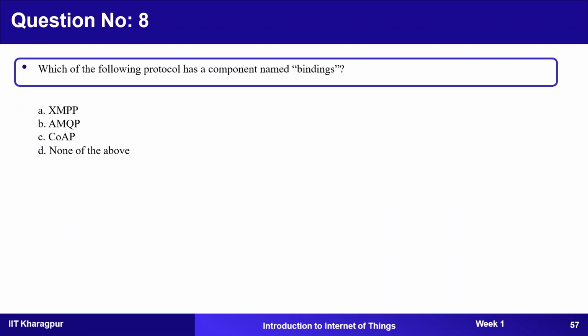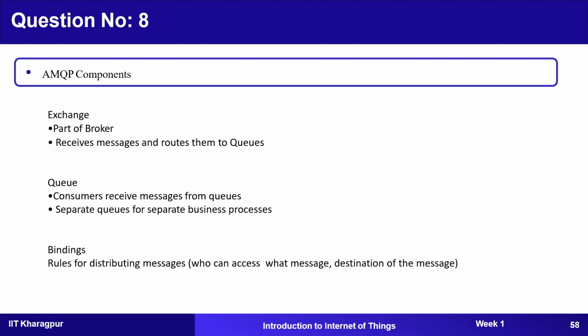Next question is, which of the following has a component named bindings? Options are XMPP, AMQP, COAP, none of the above. AMQP, right? Yes, the bind to the queue. So in AMQP, there are three main components. First one is the exchange, second one is the queue, third one is the bindings.